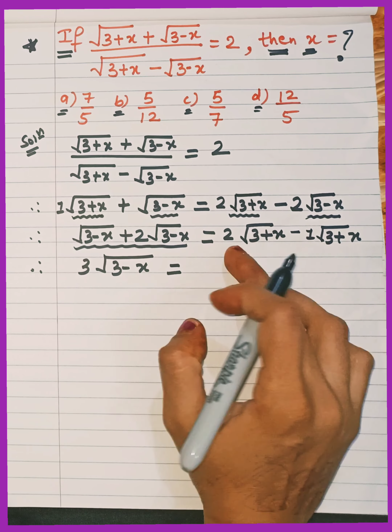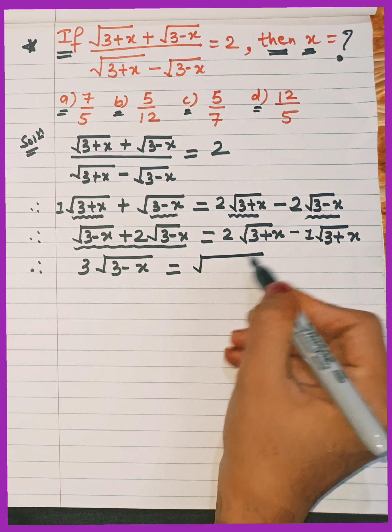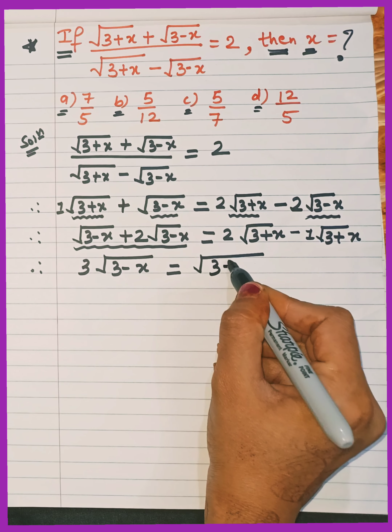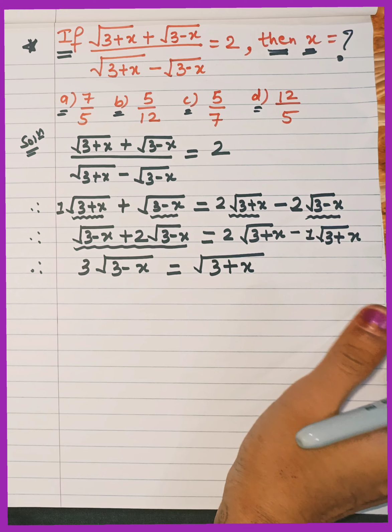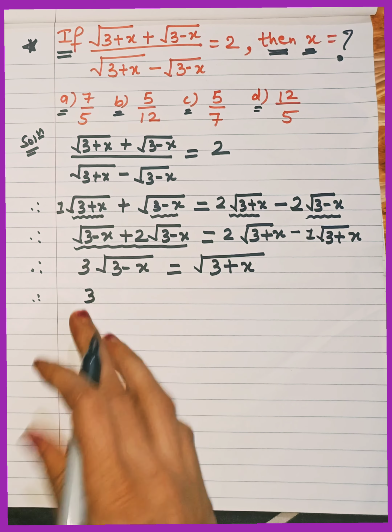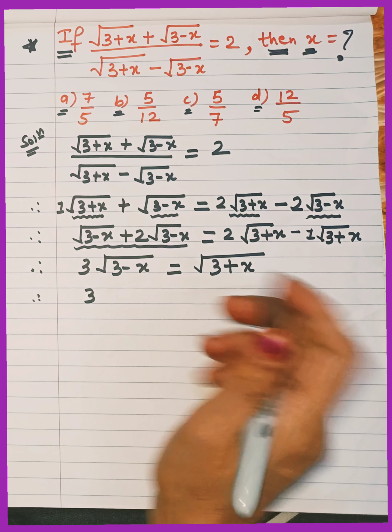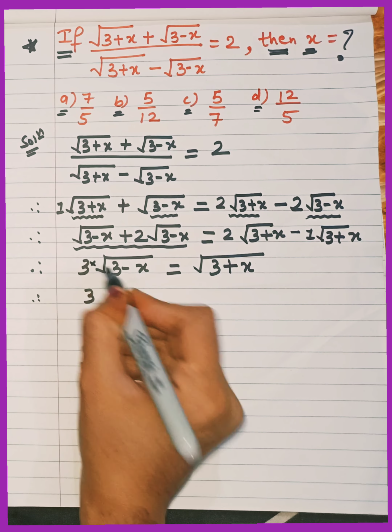So this we will subtract. So 2 minus 1 will be 1. So only 1 time square root of 3 plus x will be left out. Now next step will be this 3 we will keep here, and this term I am shifting it here in the denominator. Now these both terms, they are in multiplication.